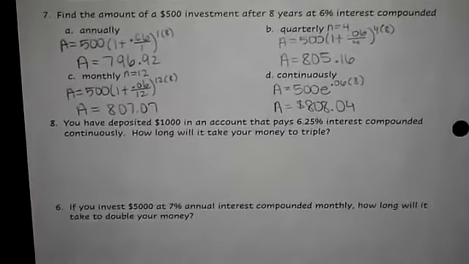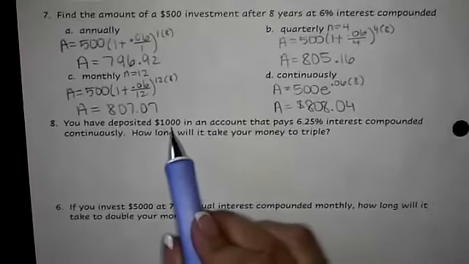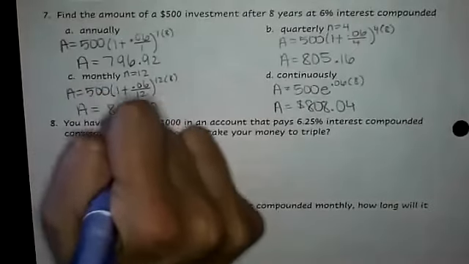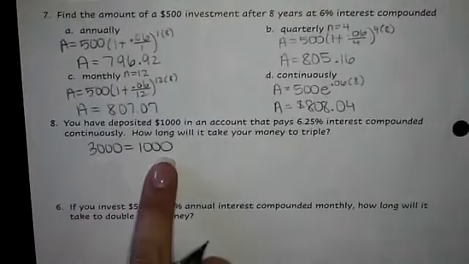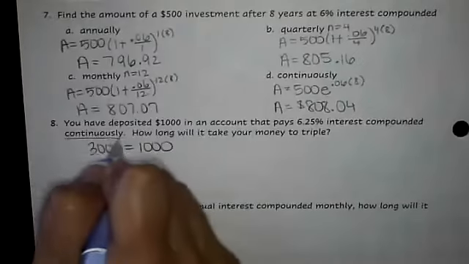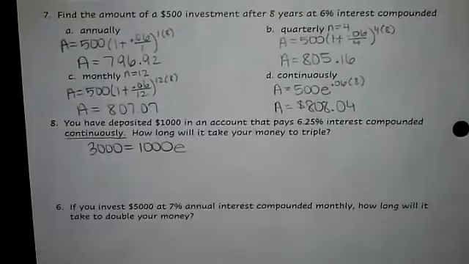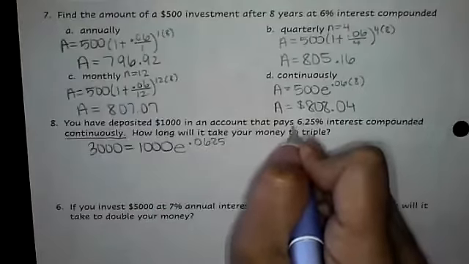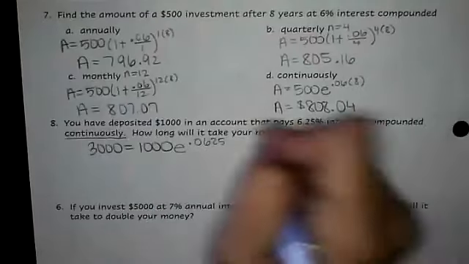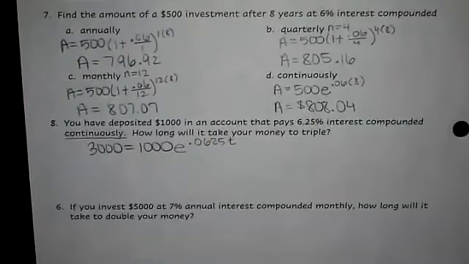All right. You have deposited $1,000 in an account that pays 6.25% interest compounded continuously. How long will it take your money to triple? So triple 1,000 would be 3,000. So here's the amount we want it to be. Here's our initial amount. Since it says compounded continuously, I know I'm using e as that growth factor. My percentage is 0.0625 because I moved that decimal over 2 places. And what we're looking for is the time.